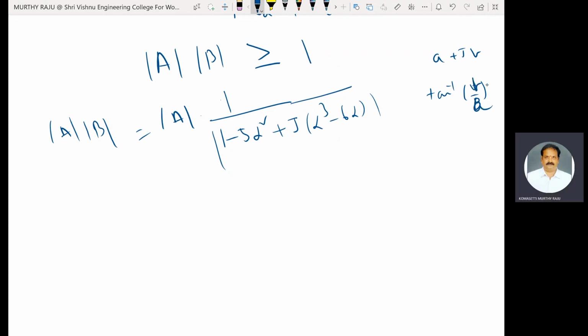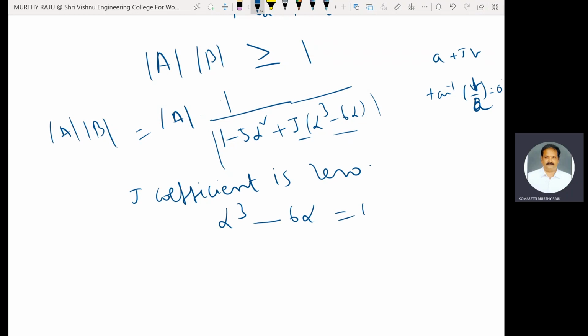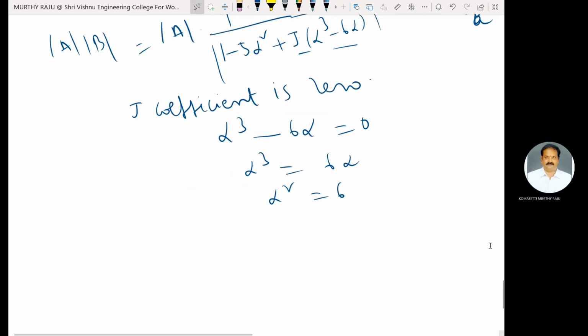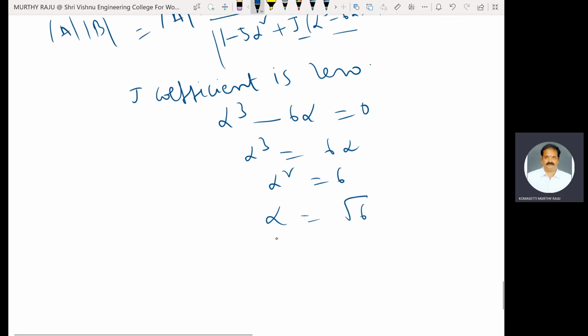The j quotient b is equal to 0. Therefore, the tan inverse value is equal to 0 degrees. Therefore, the j quotient value is equal to 0 because the loop gain is either 0 degrees or 360 degrees. The j quotient is 0, that means alpha cube minus 6 alpha is equal to 0. Alpha cube is equal to 6 alpha. Therefore, alpha square is equal to 6. Alpha is equal to root 6.